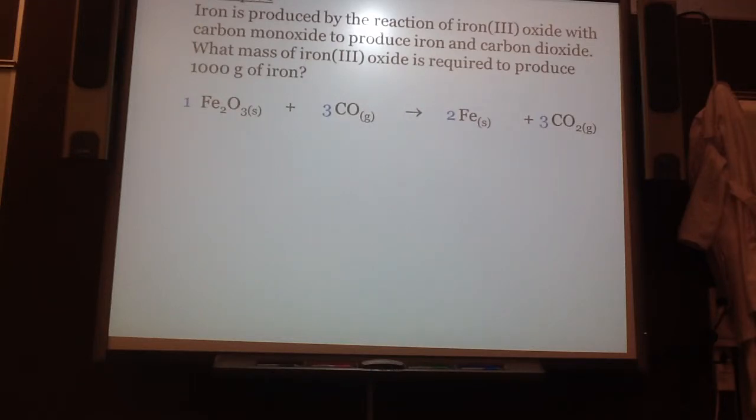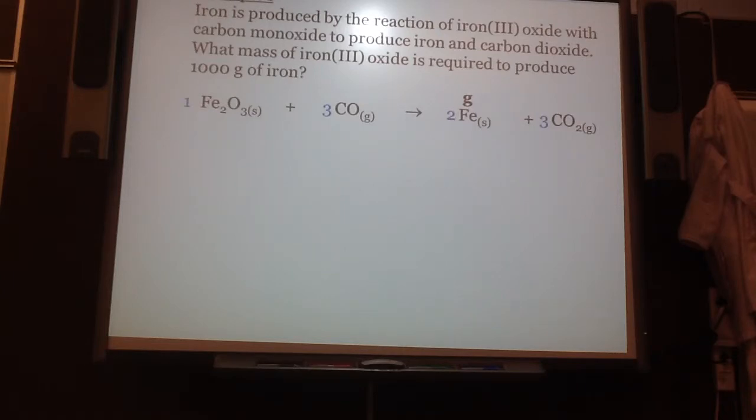I got 1, 2, 3, so I put a 2 there. So now I have 4. Now I have 2 here. So if I put a 2 there, it won't work. So if I put a 3, now I have 3 carbons, and I have 6 on this side. Put a 3 there. Now I have 6. Okay. All right. So once you get it balanced, then you say, what am I given, and what do I want? You label that first thing.